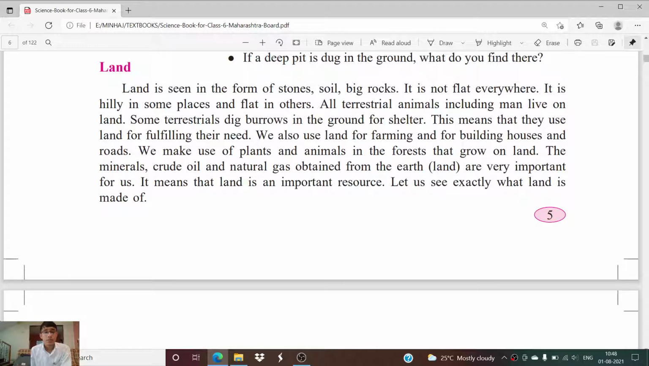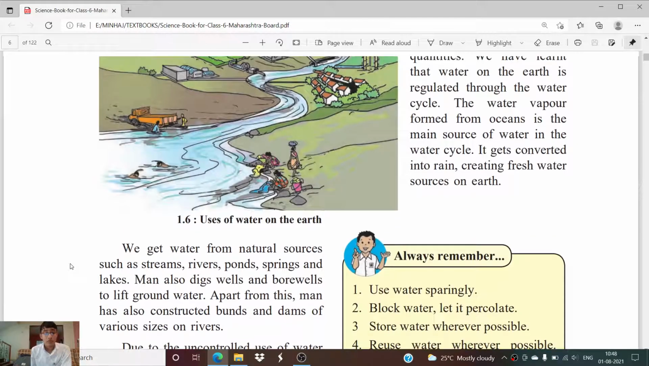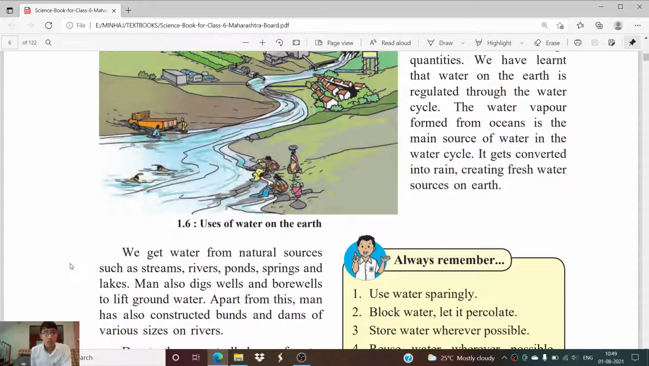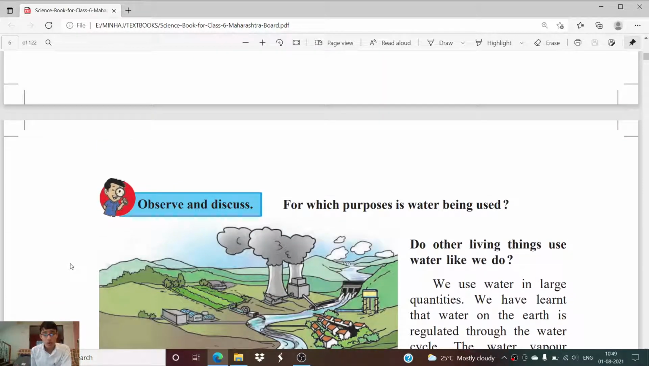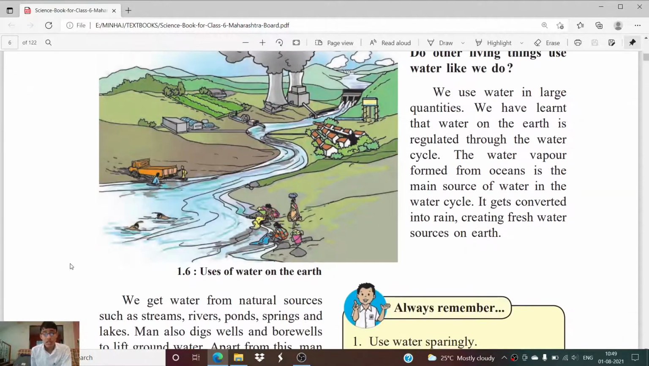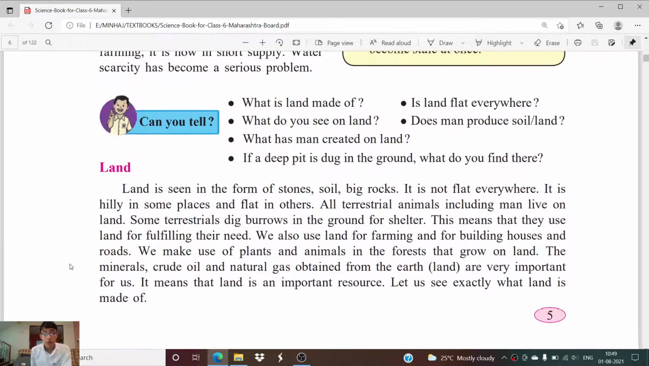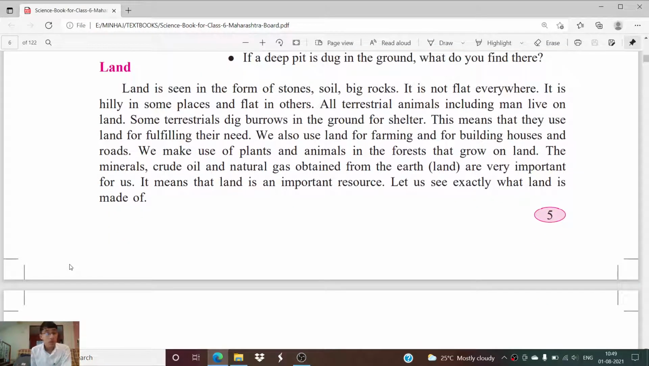Good morning, students. Welcome to our new lecture. We are studying chapter number one, natural resources: air, water, and land. In the last lecture, we studied water pollution. Now, in this lecture, we are going to study land, and we know what land is.